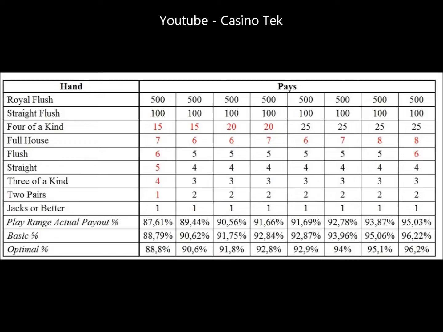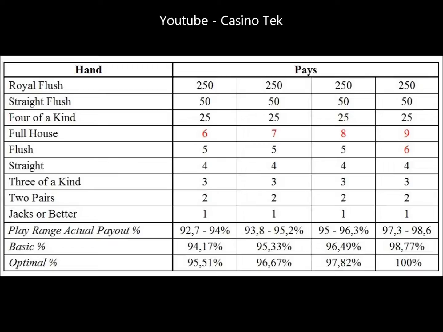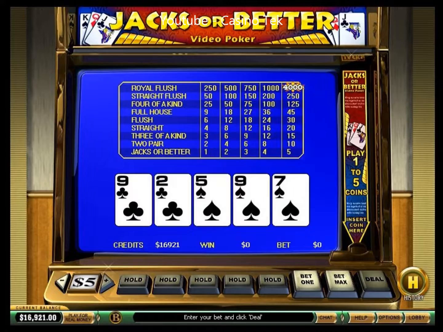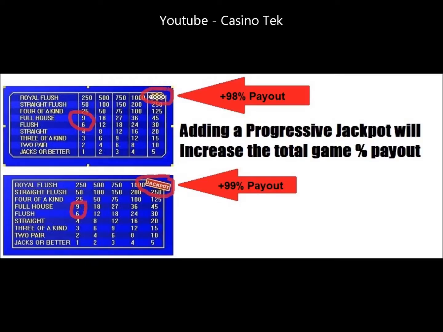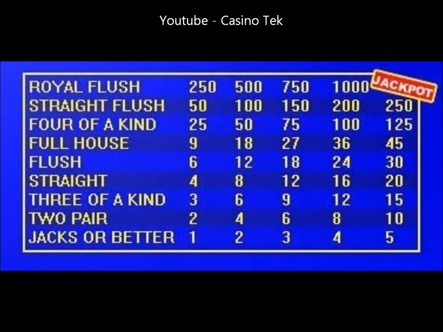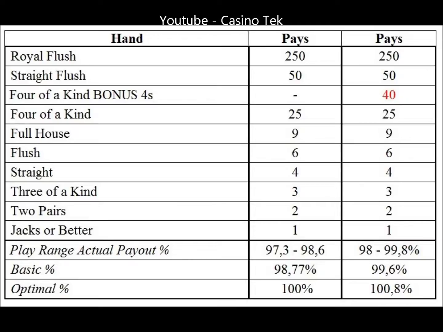This example here is a bit more difficult to understand than the previous one here, which has changes only for the full house and the flush, as well as the highest paying game from these 4 examples shown here. Let's figure out about this pay table with a payout over 98%. If the same game has a progressive jackpot, or a bonus such as a 4 of a kind bonus, then the game total payout percentage will be increased, to over 99% payout ratio, as there are extra pays added to a video poker game with this pay table.